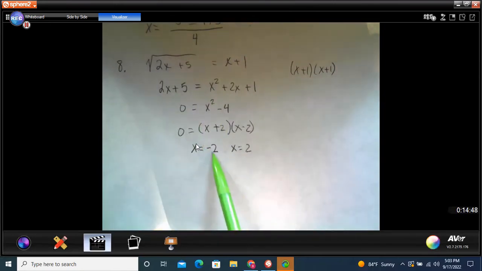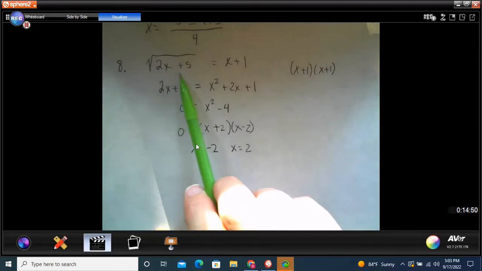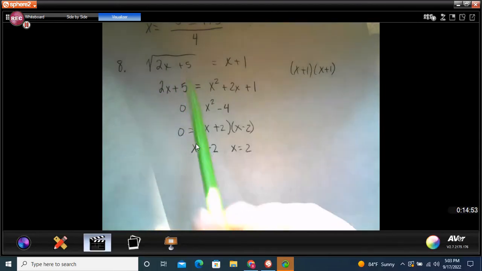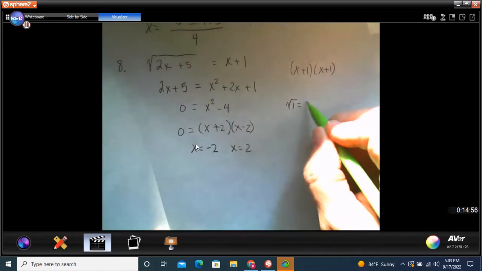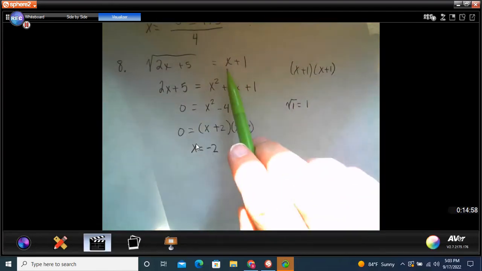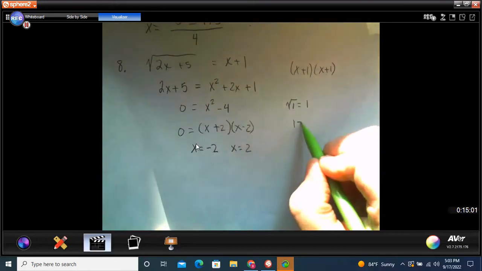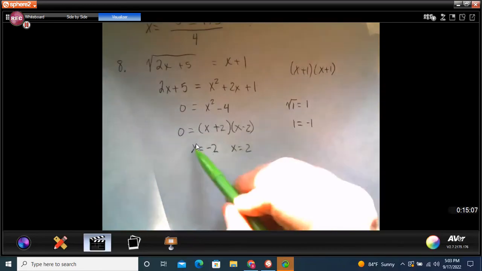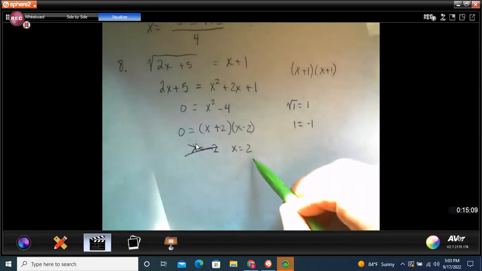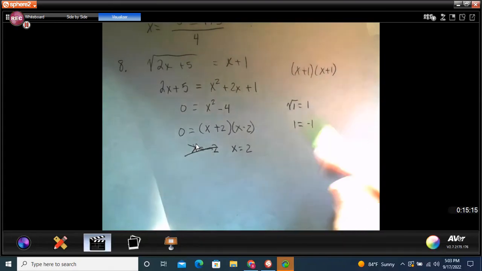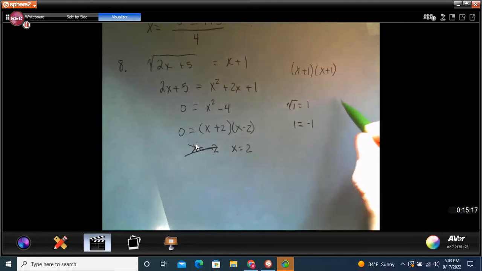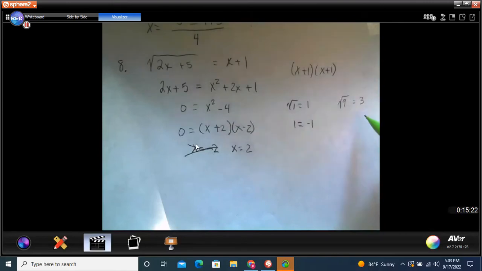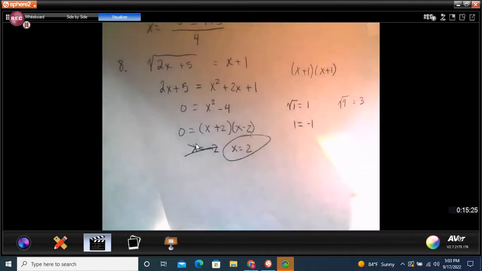If I plug in negative 2, I get negative 4 plus 5 is 1. The square root of 1 is 1. And on the other side, I would have negative 2 plus 1, and that would be negative 1. 1 does not equal negative 1. So that answer gets thrown out. That doesn't mean that the other one is going to be the answer; it could also get thrown out. I don't think it's going to, but it could. So when I plug in 2, I get the square root of 9 equals 2 plus 1, and that is true. So 2.